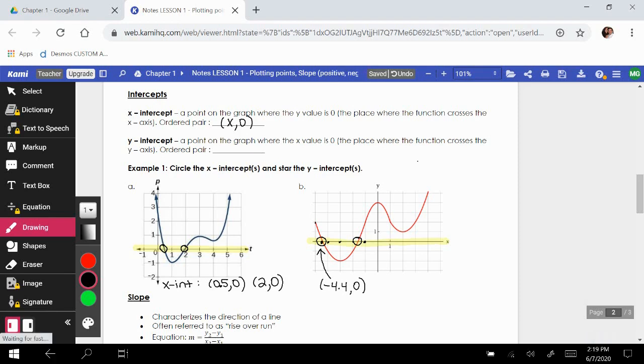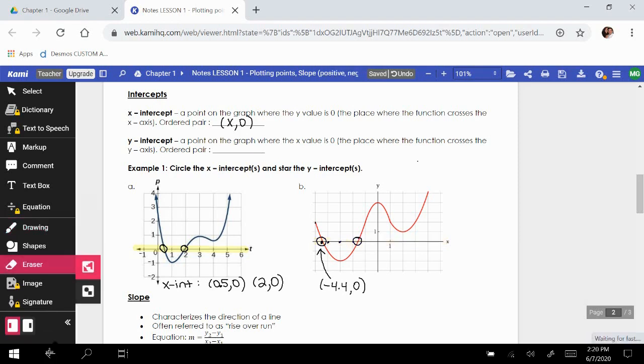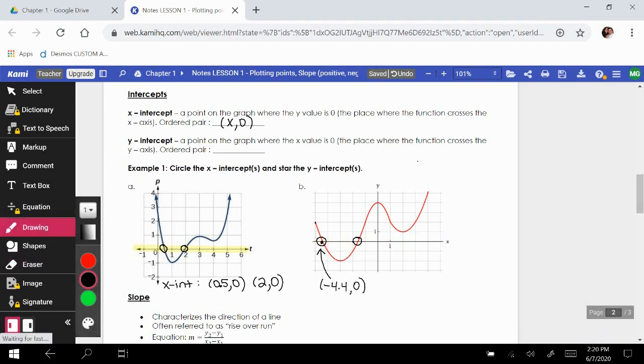And then let's go ahead and approximate that second x-intercept as well. What is this point right here? Well, we're going left 1 and then a little bit more than 1.5. You might put negative 1.5, but I might put like negative 1.6 comma 0 for the x-intercept.